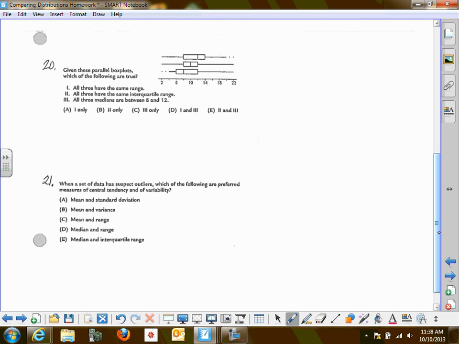Number 20. Do all 3 of these have the same range? Yes. Do they all have the same IQR? I don't think so. I think this one here is the smallest IQR, so that's not true. How about all medians being between 8 and 12? Okay, there you go. They're between 8 and 12, so 1 and 3.